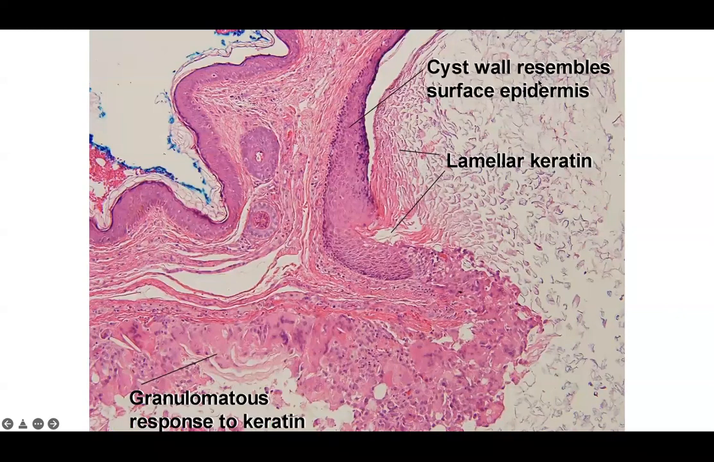Here you see the cyst wall resembling the surface epidermis, lamellar keratin, and when it ruptures, you'll get multiple giant cells, as you see here, this granulomatous response to keratin. You can see some cholesterol clefts and some keratin fragments that are surrounded by clear halos throughout.